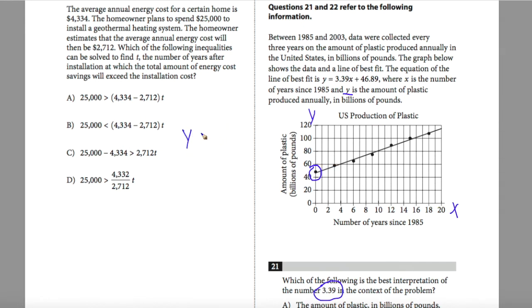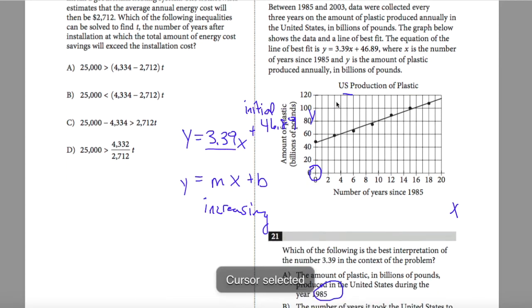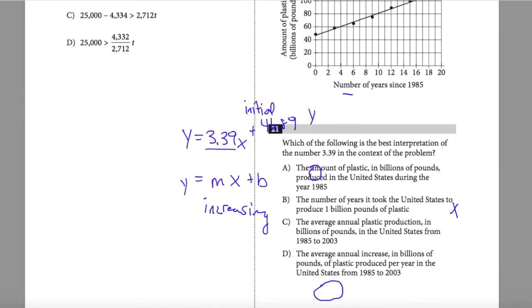Well, if I have y equals 3.39x plus 46.89, I can see that this is in the same standard format as y equals mx plus b. I can also see that the 46.89 is really going to refer to my initial amount, and the 3.39 is really going to refer to the rate. And as I read the graph from left to right, that rate is going to be increasing. So the 3.39 refers to my rate, and the rate is increasing. So let's take a peek at my answer choices to see which one reflects that answer. I'm going to get rid of this information.